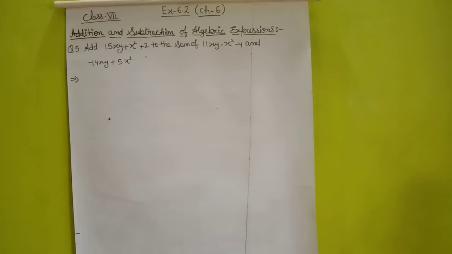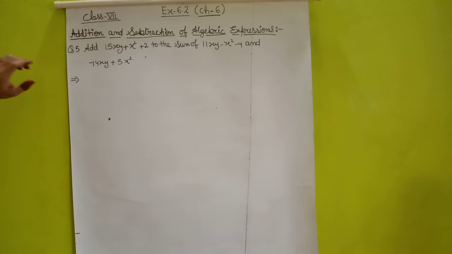Good morning all students. In the last class, in exercise 6.2 of chapter 6, algebraic expressions, we did addition and subtraction of algebraic expressions. That day we solved questions 1 to 4, and today we will start with question number 5 and complete exercise 6.2. Today we will again do addition and subtraction, but in statement form, in word form. Direct questions are not given and we are to solve them.